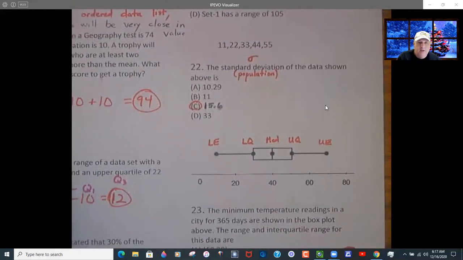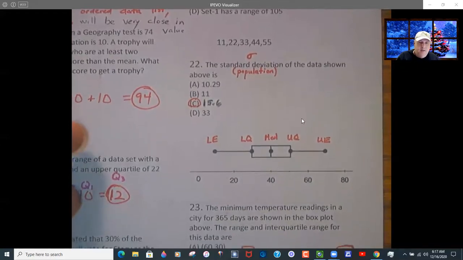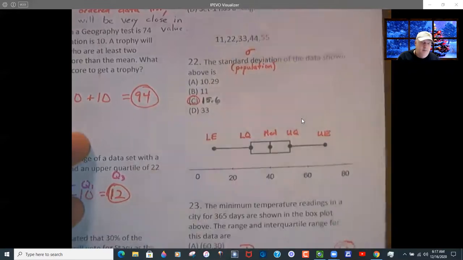22, the standard deviation of the data shown above is 15.6. The population, do not worry about that. You're not going to have to calculate it. So I'm going to just skip over that problem.